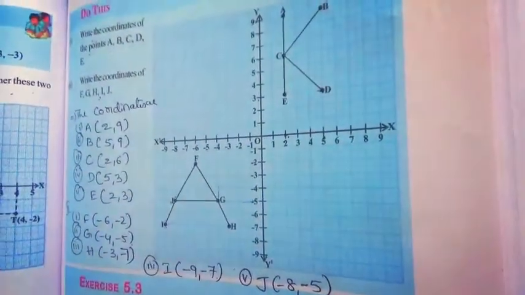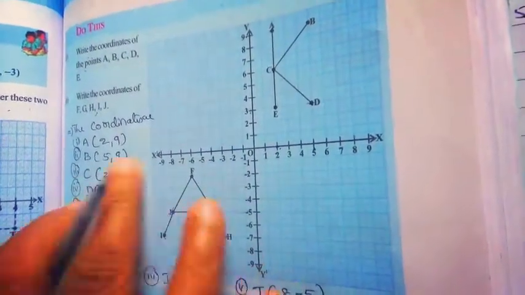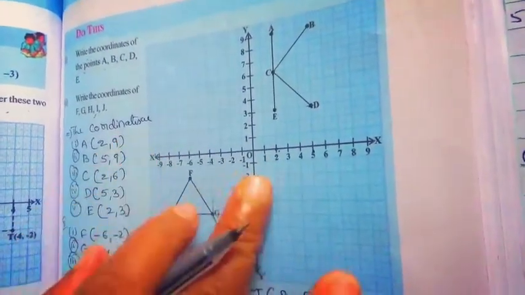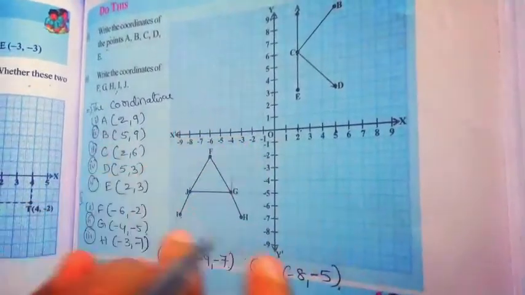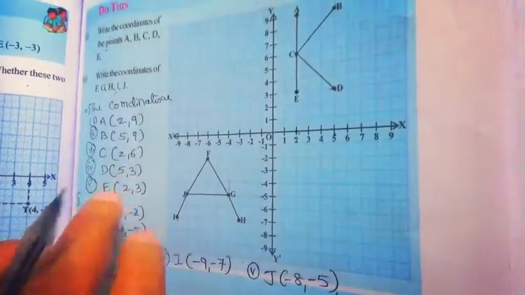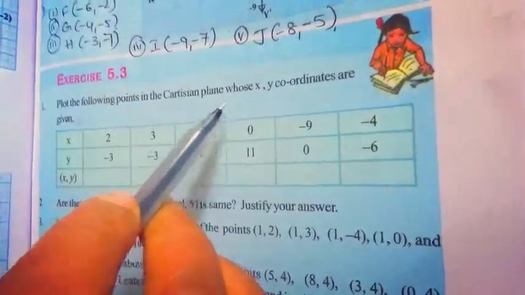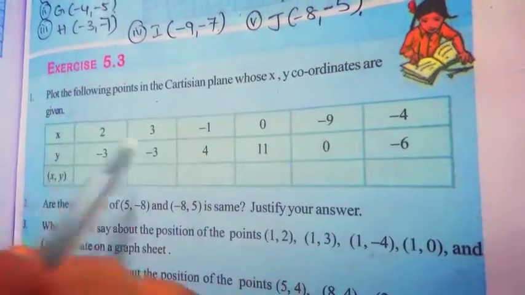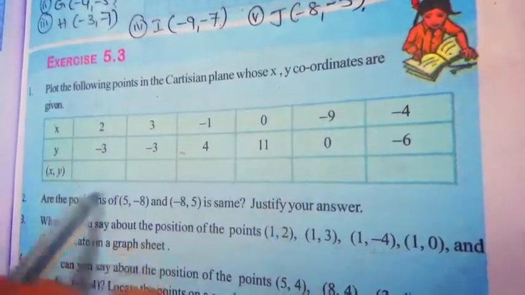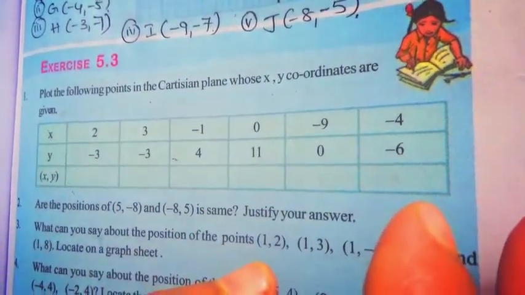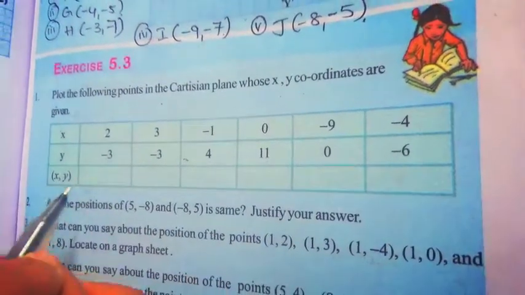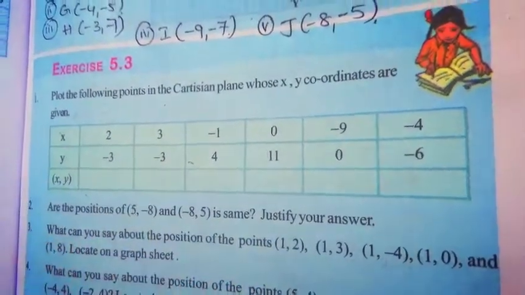Do this. We just have to write the coordinates of this graph. No need to write in the notes. You just write these answers right here itself. Next you have 5.3. Plot the following points in the Cartesian plane whose x and y coordinates are given. We have to plot these points on a graph. That's it. I think you will understand what I said to you.